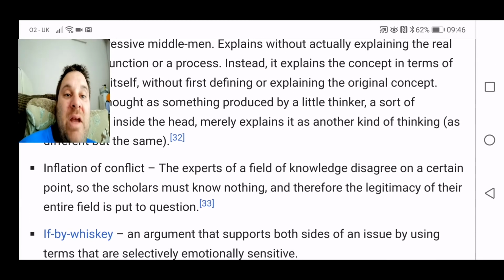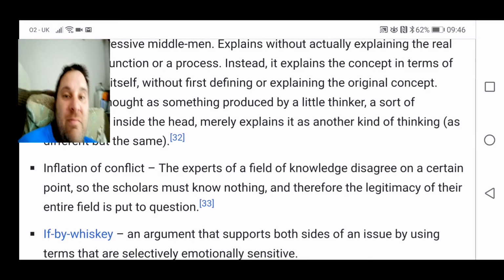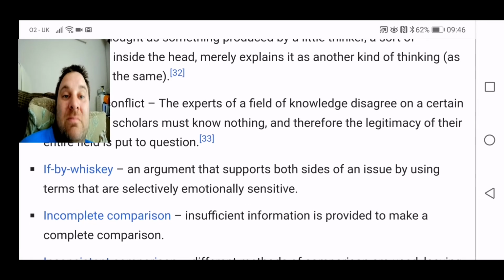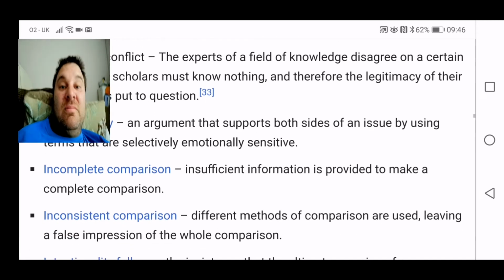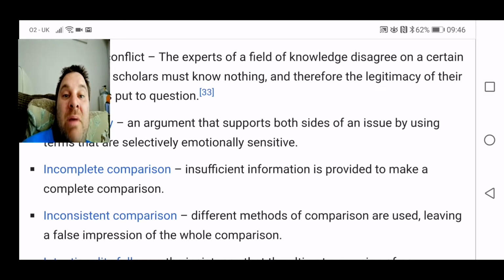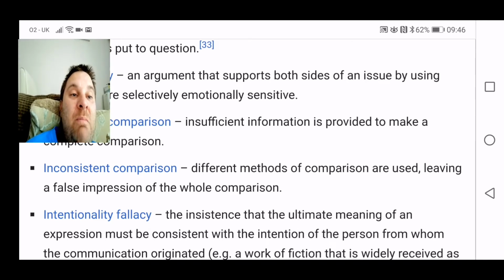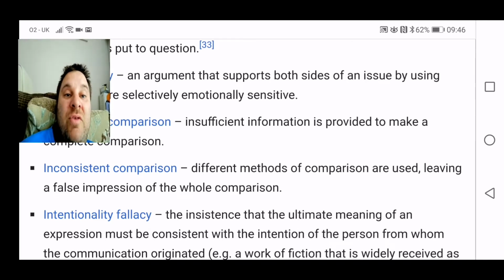Inflation of conflict. The experts of a field of knowledge disagree on a certain point. So the scholars must know nothing, and therefore the legitimacy of their entire field is put to question. If by whiskey. An argument that supports both sides of an issue by using terms that are selectively emotionally sensitive. Incomplete comparison. Insufficient information is provided to make a complete comparison. Inconsistent comparison. Different methods of comparison are used, leaving a false impression of the whole comparison.